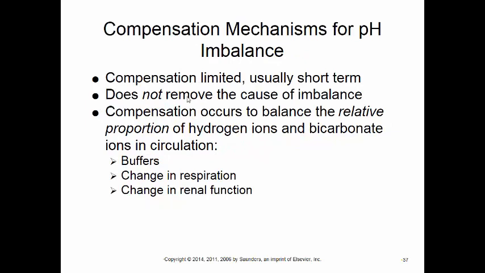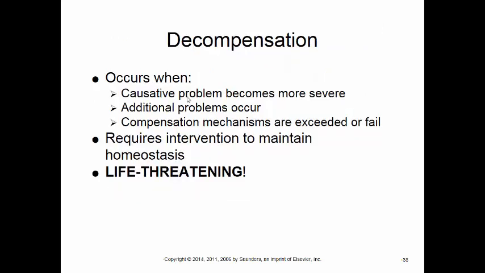So we can compensate in our body for a pH imbalance. If the pH gets too acidic or too basic, we can compensate. It's usually limited and short term. This does not remove the cause of the imbalance. It only allows us to compensate for it. This is done by changing the balance of hydrogen ions and bicarbonates in the system, so we move them back and forth. The concentrations are temporary. We can change the respiration and the renal function. We can only do this for so long.